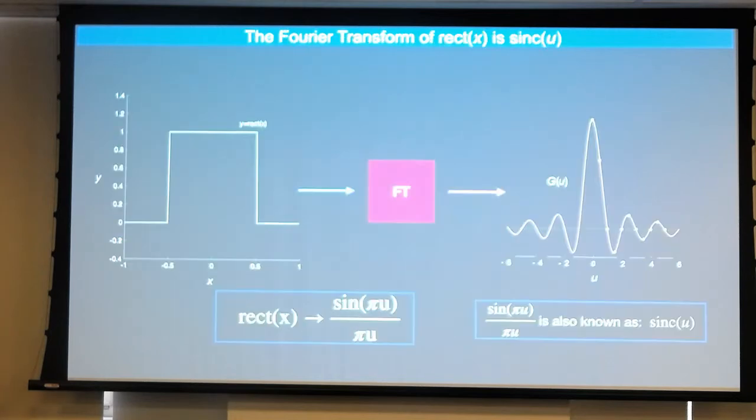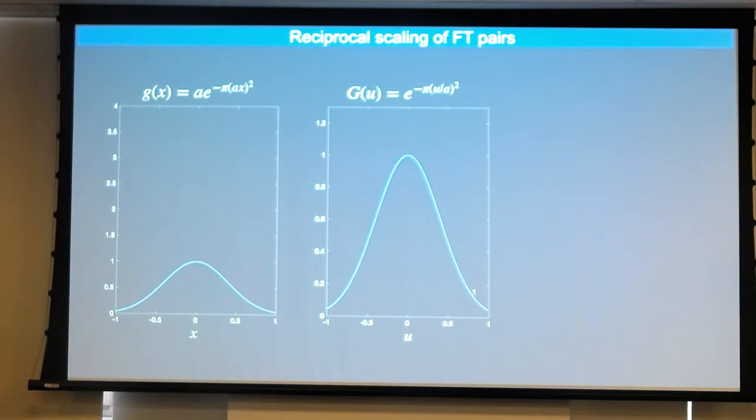In fact, this is a terrible property of the rect function: its Fourier transform is something that oscillates a whole lot. This thing is called the sinc function, and it's kind of infamous. What it means is that if you have something that starts out with sharp edges, its Fourier transform is something that just spreads out over long distances. So the Gaussian and the rect function are probably the most useful model things to think about in Fourier transforms.